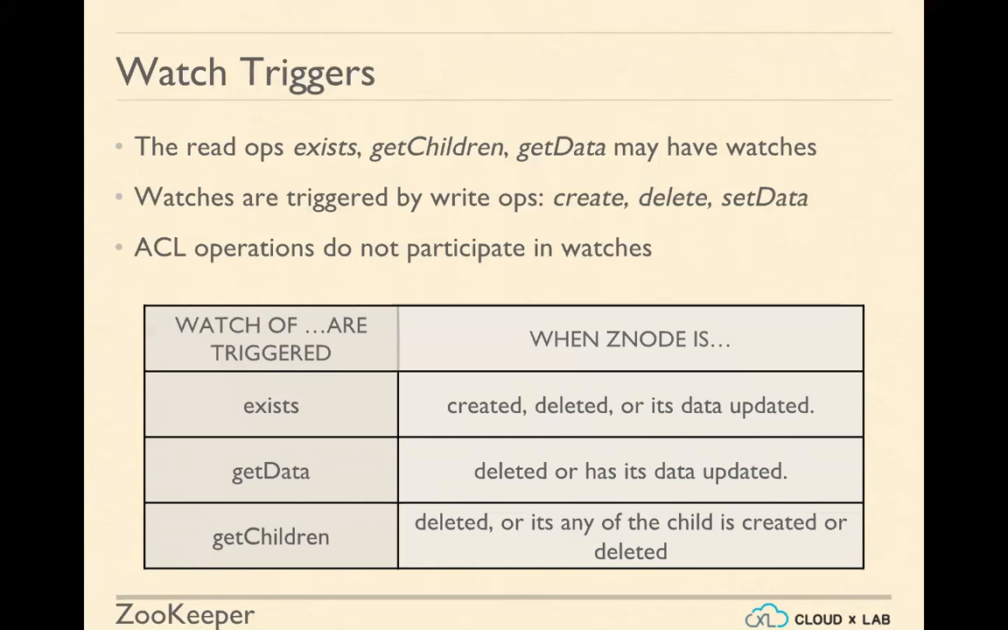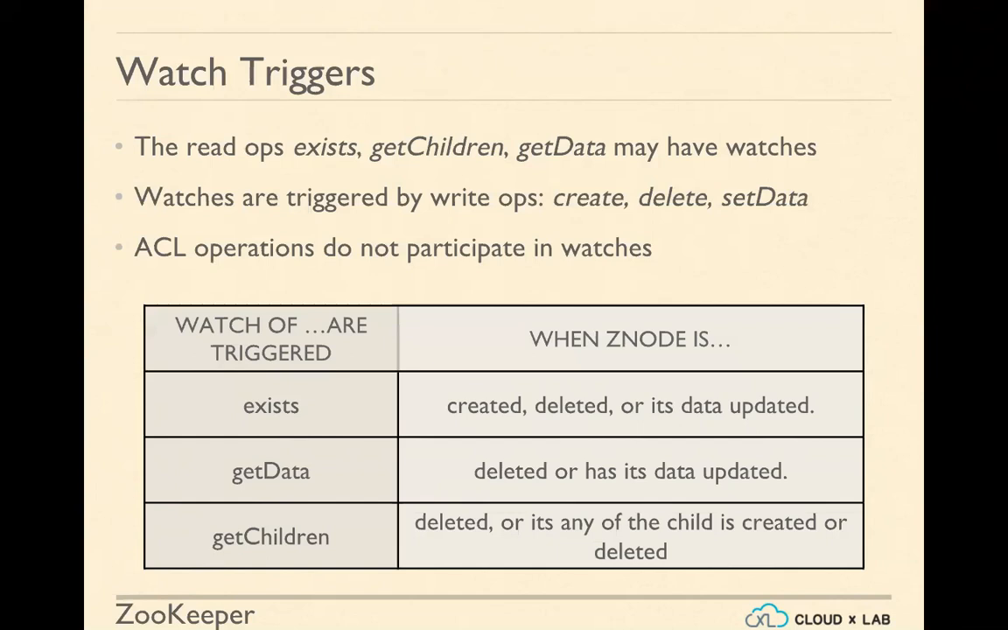A question from Rakesh: why is getData different from exist? Exist is basically the way they have designed it. Exist can be called on any Z node, whether it's existing or non-existing. When exist is called on a Z node that does not exist, it returns false, but the watch that you provide with it will be called when in the future that Z node you just checked gets created. That's the way it is.